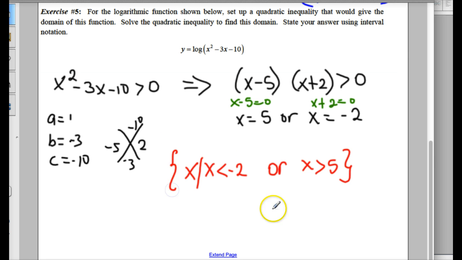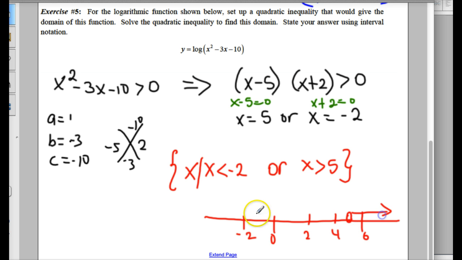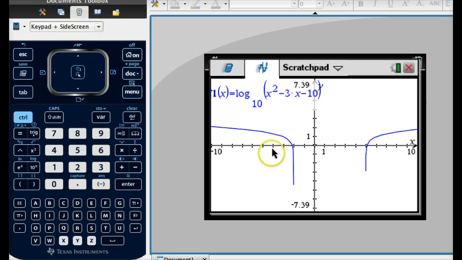So again, this is my notation. It says to set up the inequality and give the domain, solve the quadratic inequality, and that's it. On a number line, this is 0, this is -2, that's 2, that's 4, and let's just say by chance this is 6. It just means that your graph will be going this way, and if it's here, it goes that way, which is exactly what's happening in this picture. So at -2, my diagram goes to the left, and at +5, it goes to the right.